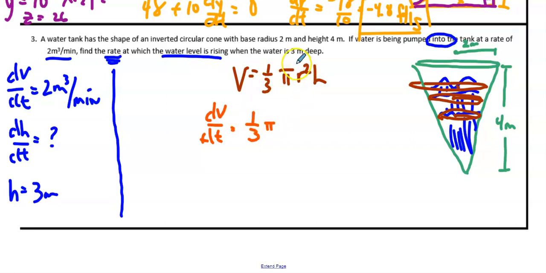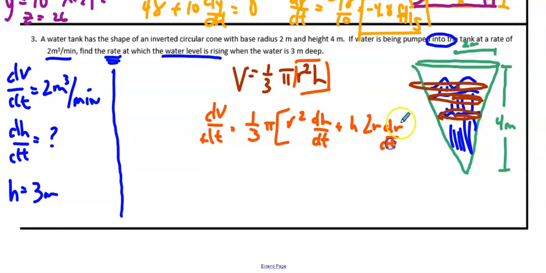So I have the 1/3, and we have to use the product rule here. We have two functions. That's why I really want to talk about that here for a second. So for the radius, we're going to do first times the derivative of the second plus the second times the derivative of the first. Okay? So this is what you would have to do.